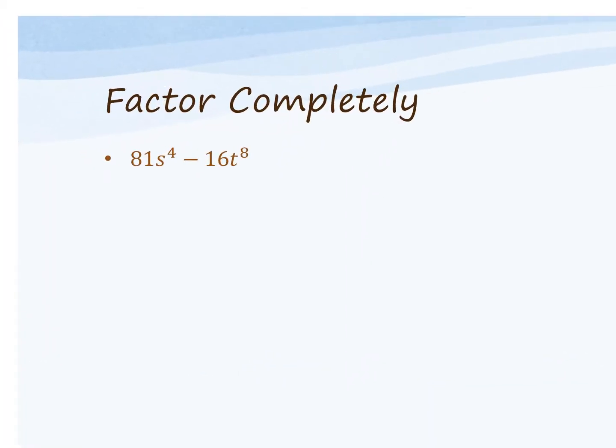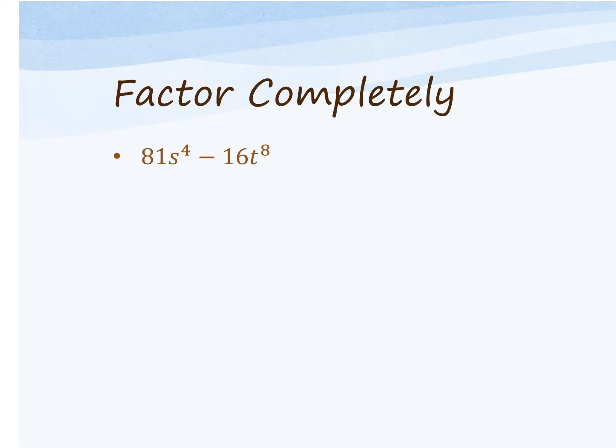So the first one, this is the difference of two squares. As soon as I see this, I'm going to go ahead and square root the first term and square root the second term. It's going to create two binomials. One will have a plus sign, one will have a minus sign. Doesn't matter the order you put them in there.